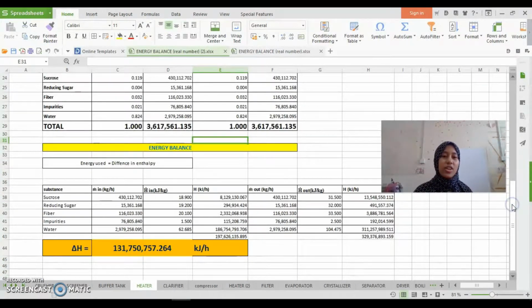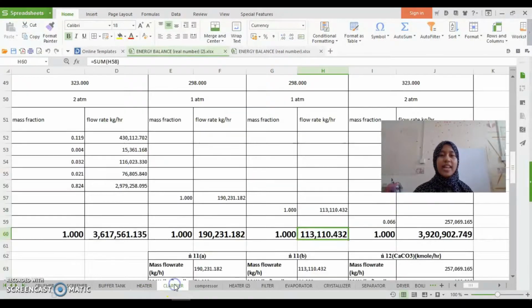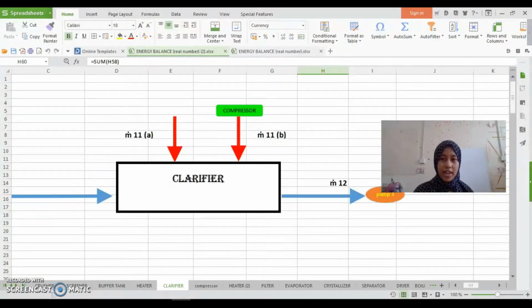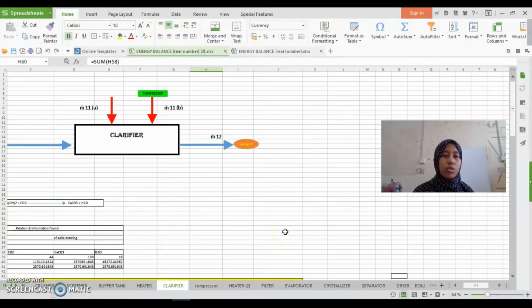So the energy balance of the first heater is we calculating the enthalpy. It is 131 million of kilojoule per hour. Okay, then we continue to the next process. It is the clarifier process. In this clarifier, we need to clarify the sugarcane juice by mixing them with calcium hydroxide and carbon dioxide.